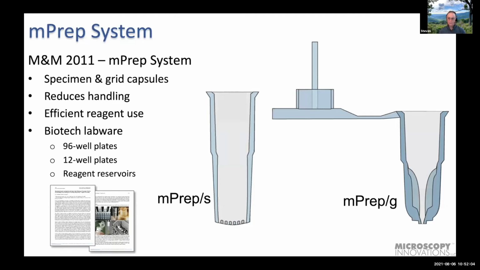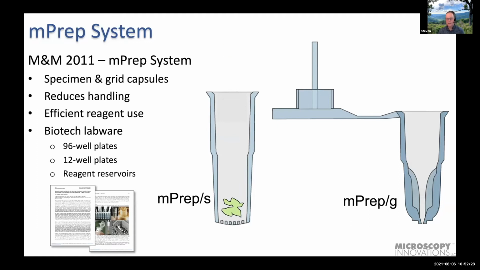So that's really where we have the foundation of what we call the MPrep system. So this was introduced just 10 years ago. And the core MPrep system consists of capsules for specimens and grids that are used for both manual preparation and automated preparation. And for those not familiar with them, they're quite simple.